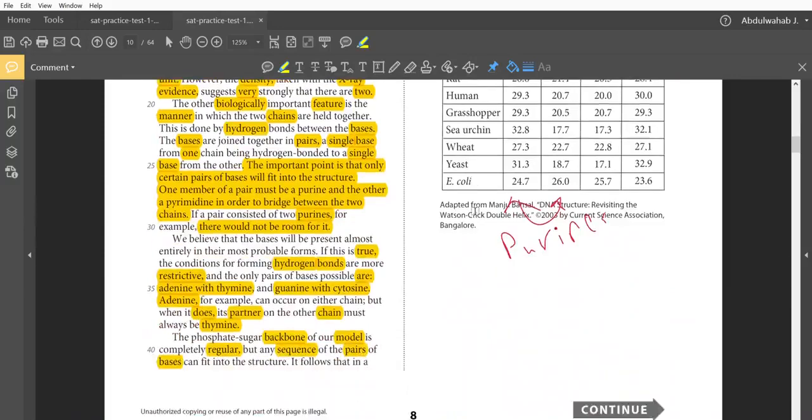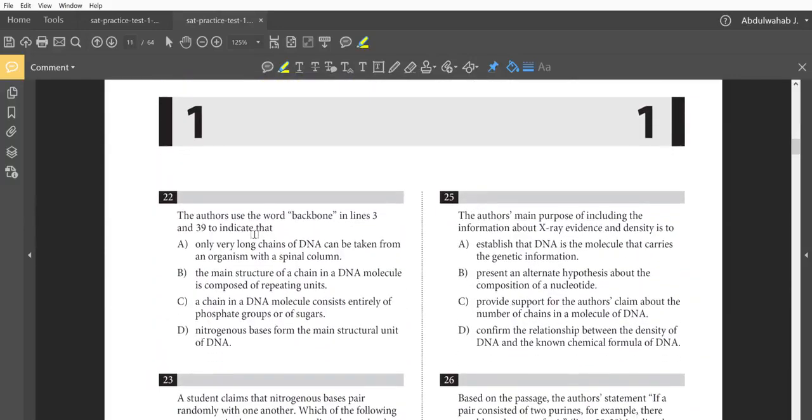Now let's go down to the questions. The authors use the word backbone in line 3 and 39 to indicate that only very long chains of DNA can be taken from an organism with a spinal column. The word spinal column wasn't even mentioned in the text, so I'm not going to bother trying to understand what this sentence is supposed to mean. The main structure of a chain in a DNA molecule is composed of repeating units.